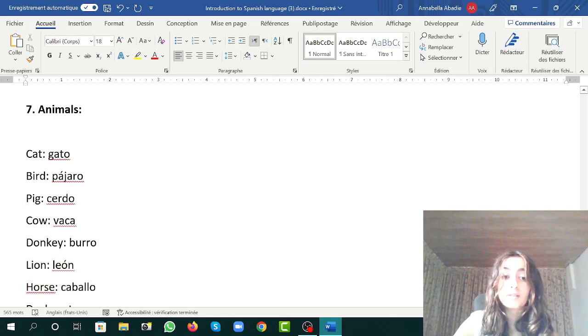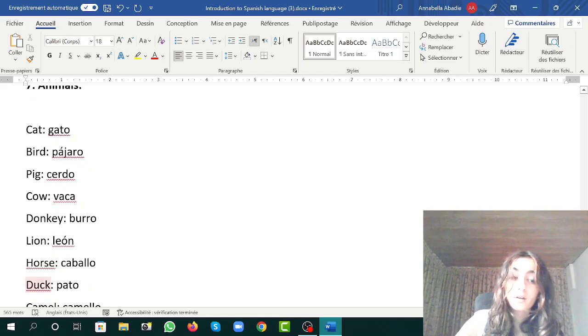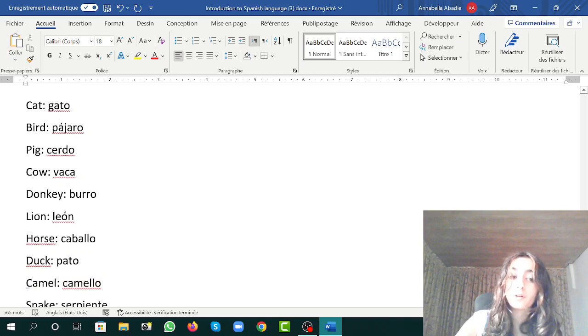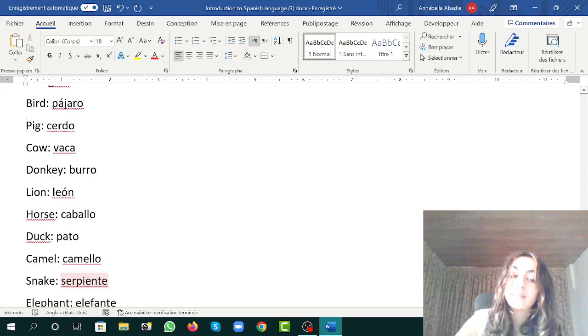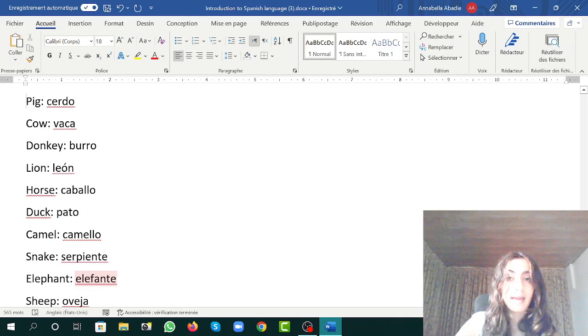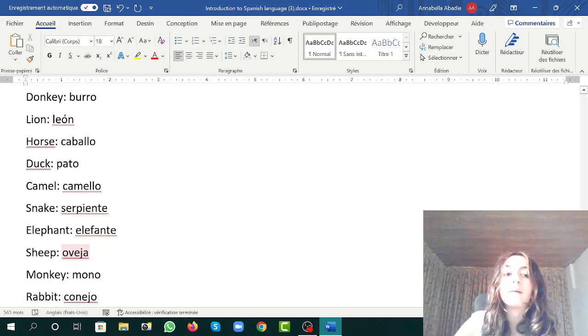Horse is caballo. Duck is pato. Camel is camello. Snake is serpiente. Elephant is elefante. Sheep is oveja, because the V is pronounced B in Spanish. Monkey is mono. Rabbit is conejo.